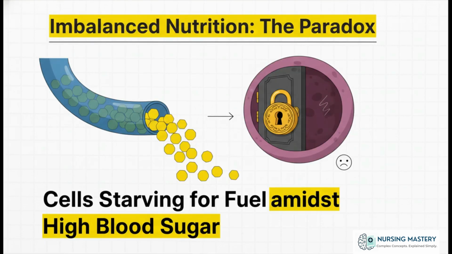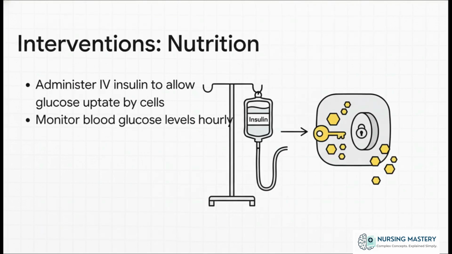Okay, our third diagnosis gets to the real paradox of DKA, imbalanced nutrition, less than body requirements. Think about it. Their blood sugar could be 500, but their cells are literally starving to death because they can't get to any of that fuel. The key intervention here, of course, is that IV insulin drip. And you will be checking their blood sugar every single hour to make sure it's coming down slowly and safely.